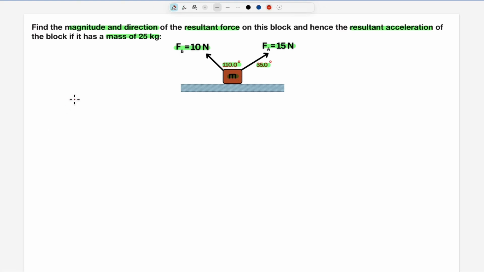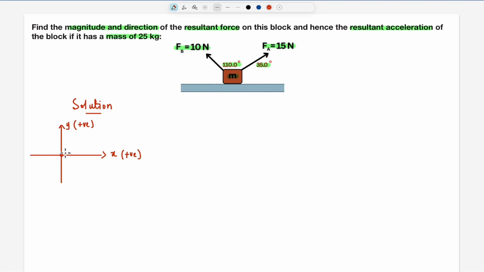So to solve this problem, we first need to define our coordinate system. We need to establish the XY axis, with the vertical axis being our Y axis and the horizontal axis being our X axis. Now, any force acting vertically upwards is going to be positive, whilst any force acting horizontally to the right is going to be positive. And we are placing the origin at this point.